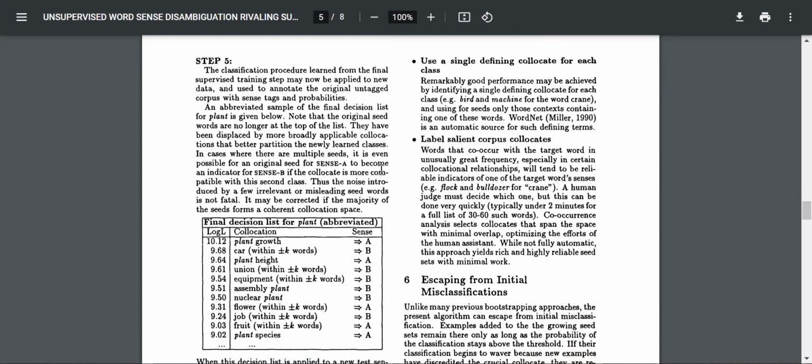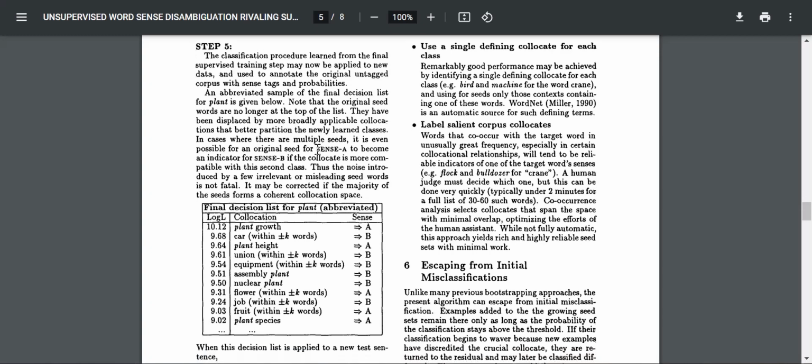Step 5, the classification procedure learned from the final supervised training step may now be applied to new data and used to annotate the original untagged corpus with sense and probabilities. An abbreviated sample of the final decision list for plant is given below. Note that the original seed words are no longer at the top of the list. They have been displaced by more broadly applicable collocations that better partition the newly learned classes.